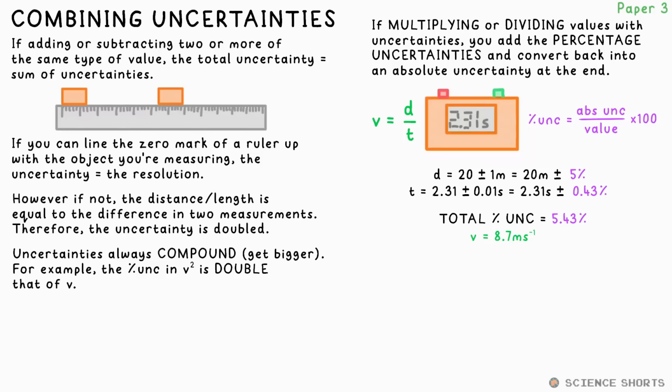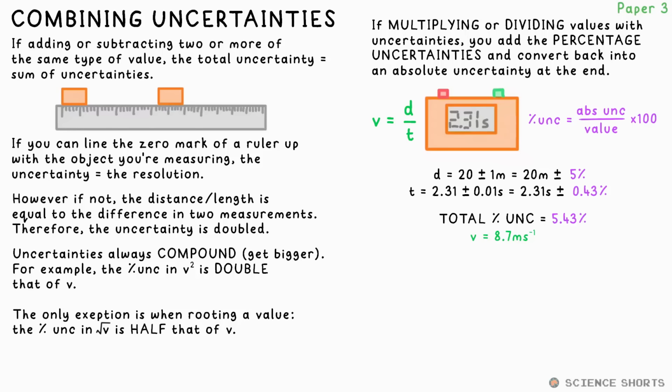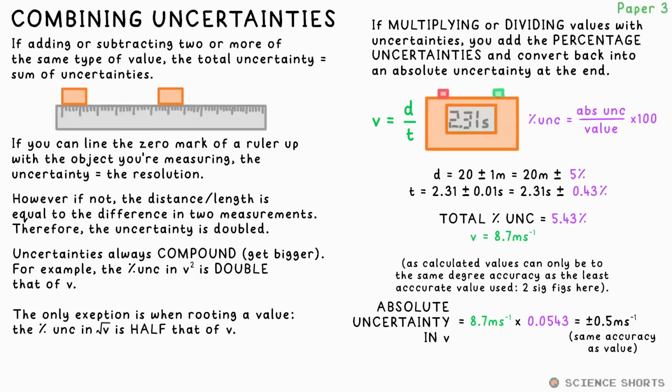Uncertainties always increase, by the way, regardless of whether you're adding, subtracting, multiplying, or dividing. Once you have the total percentage uncertainty, you need to turn this back into an absolute uncertainty for the final calculated value. Just multiply it by the percentage uncertainty as a decimal, and boom, you're done.